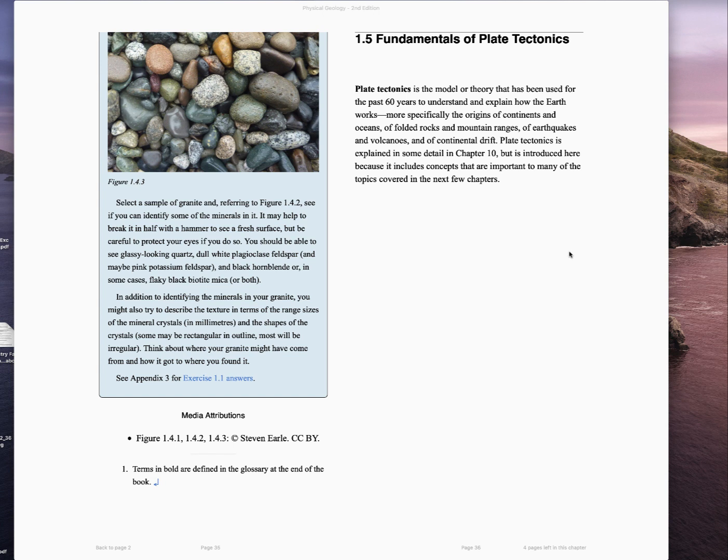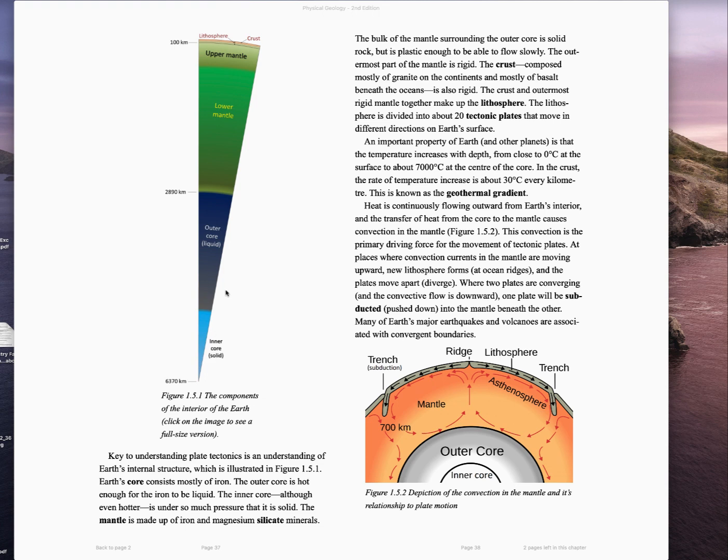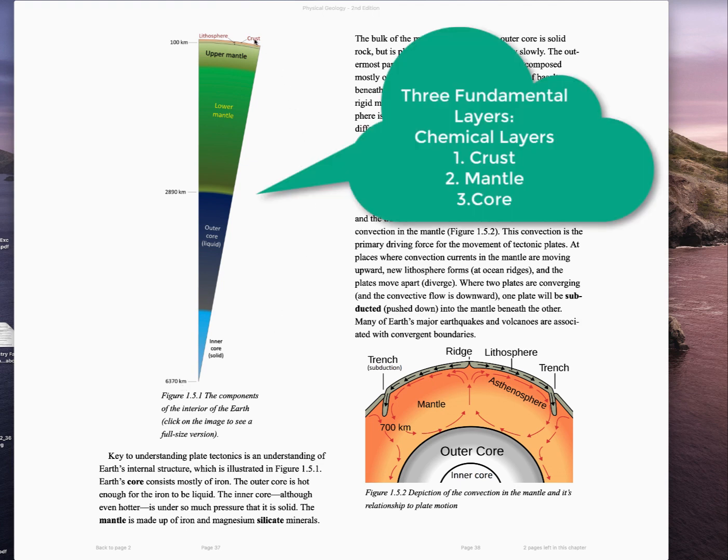For the next part, the fundamentals of plate tectonics, in chapter 10 we'll cover these in more detail, but we need to have a basic understanding. One of the first things I want you to think about is a slice of Earth, from the crust all the way down to the core. That radius is about 6,370 kilometers, and you can see there are three fundamental layers: the crust, the mantle, and the core. I call those chemical layers because they're different in their chemistry. The crustal rocks are much lighter and have lighter chemical elements. The mantle has heavier elements, more magnesium and iron, whereas the core has primarily iron and maybe some nickel metal. So those are the chemical layers of Earth: crust, mantle, and core.